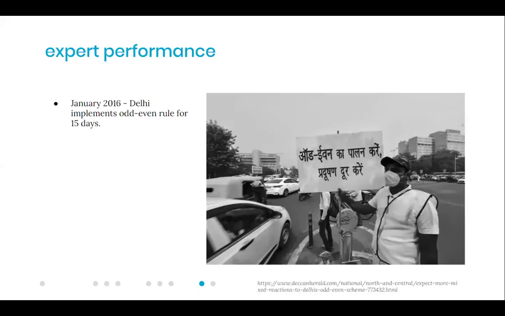So finally, we move on to the government policy part of the book, where he talks about expert performance. He takes the case study of the January 2016 implementation of the odd-even rule in Delhi for 15 days.